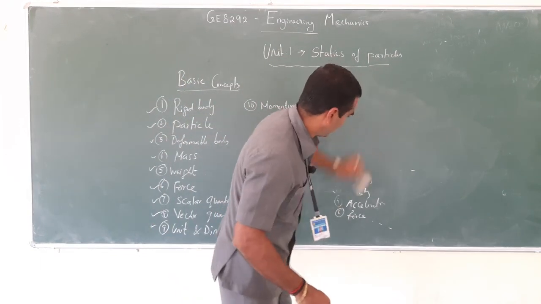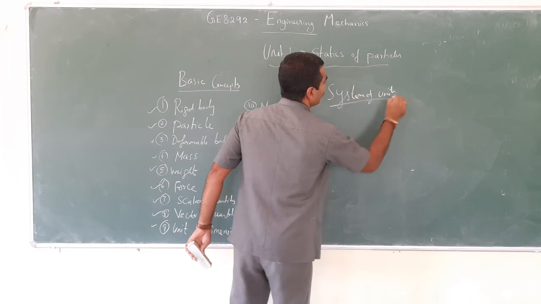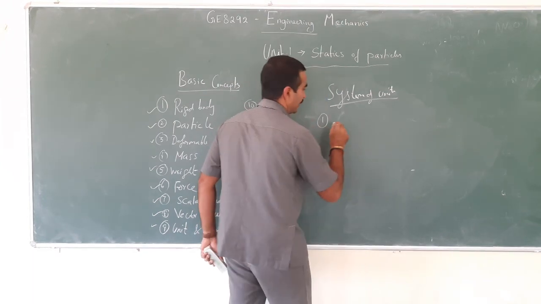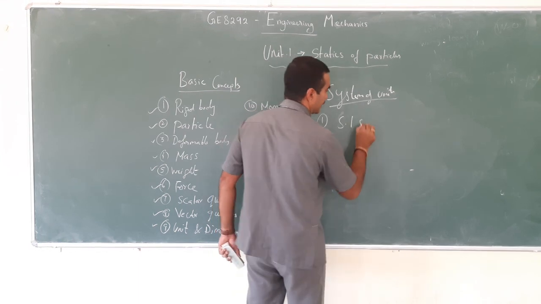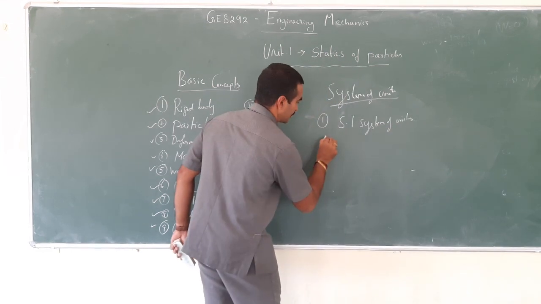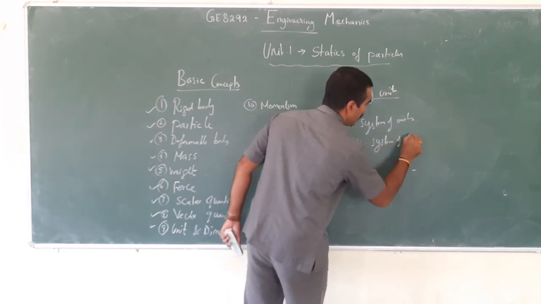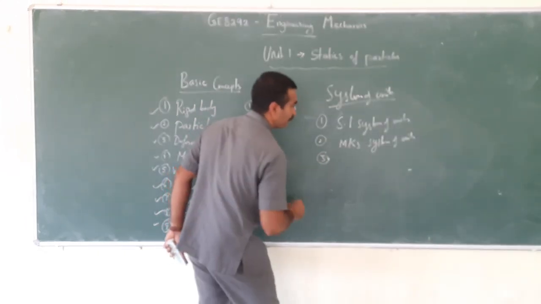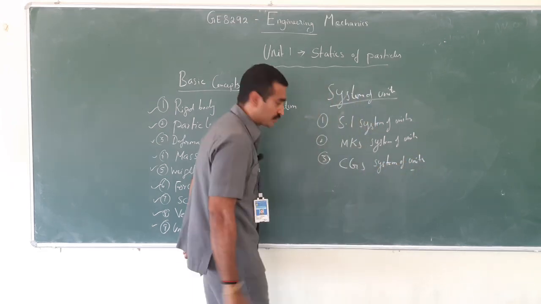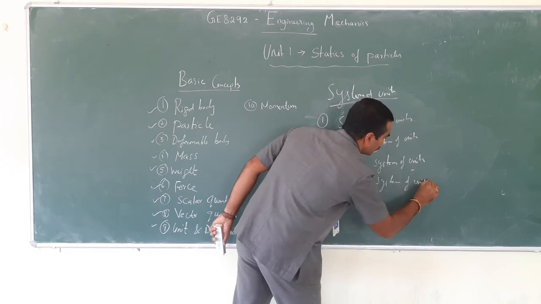Now I am going to give the explanation on system of units. There are 4 types of system of units followed. The first one is SI, that is the International Standard system of units. The second one is MKS system of units. The third one is CGS system of units. And the fourth one is FPS system of units.